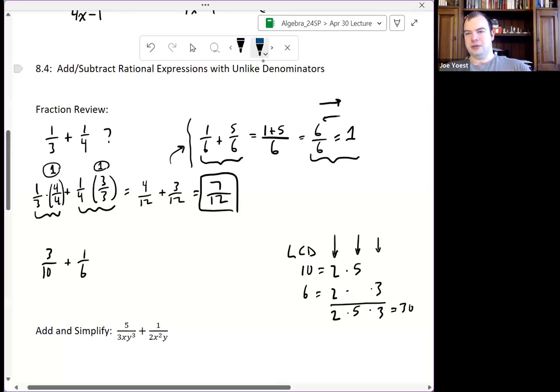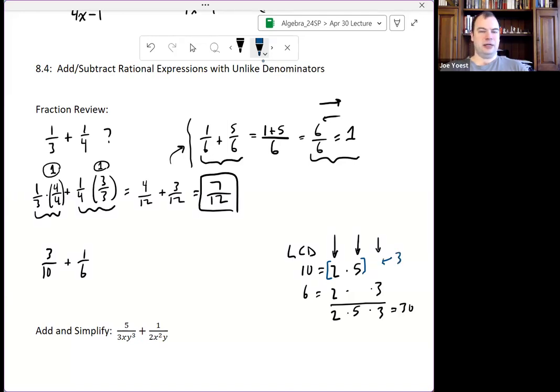And furthermore, I note that 10 includes the 2 and the 5, so we need to supplement 10 with an extra factor of 3. It's missing that factor of 3 that is in the 6, but not in the 10. And 6 has a factor of 2 and 3 already, but it's missing the factor of 5. So we need to supplement the 6 with the factor of 5 to make a 30.